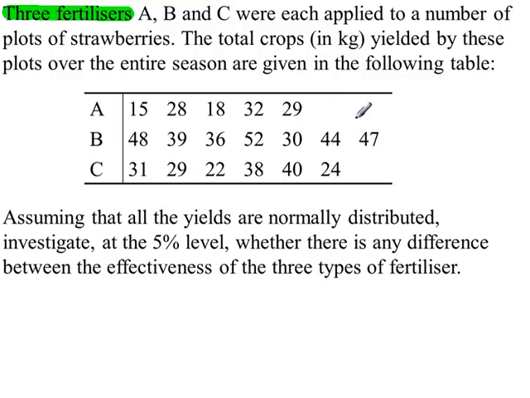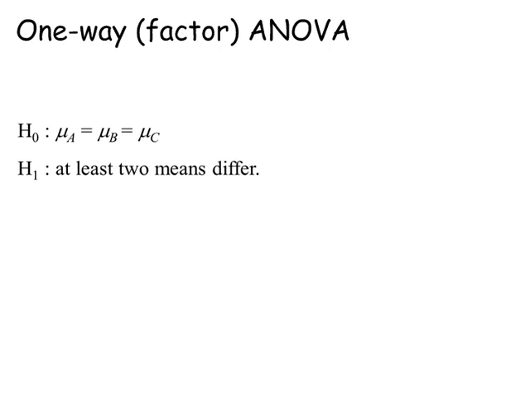The sample sizes for A, B and C do not all have to be the same. We are assuming that the yields are normally distributed, and that's one of the conditions of the ANOVA test. So H0 and H1. H0 is stating that the yields produced by all three fertilizers is the same. So there's no difference between the fertilizers.